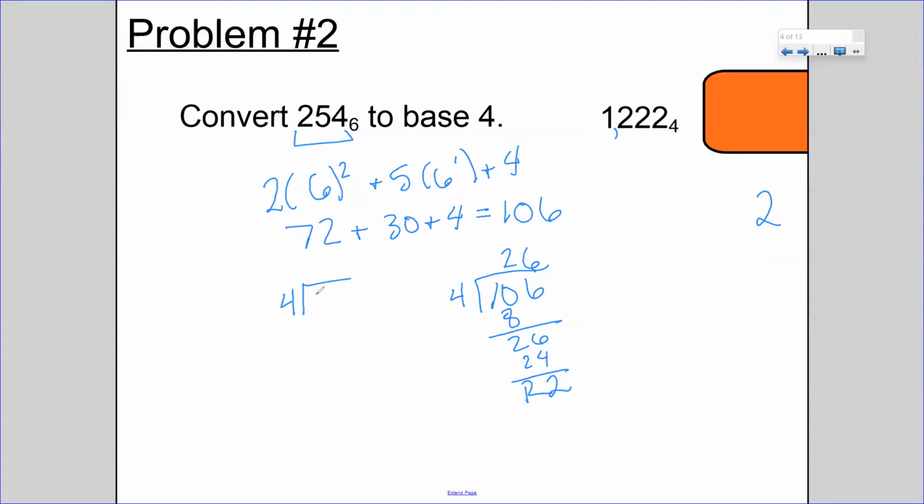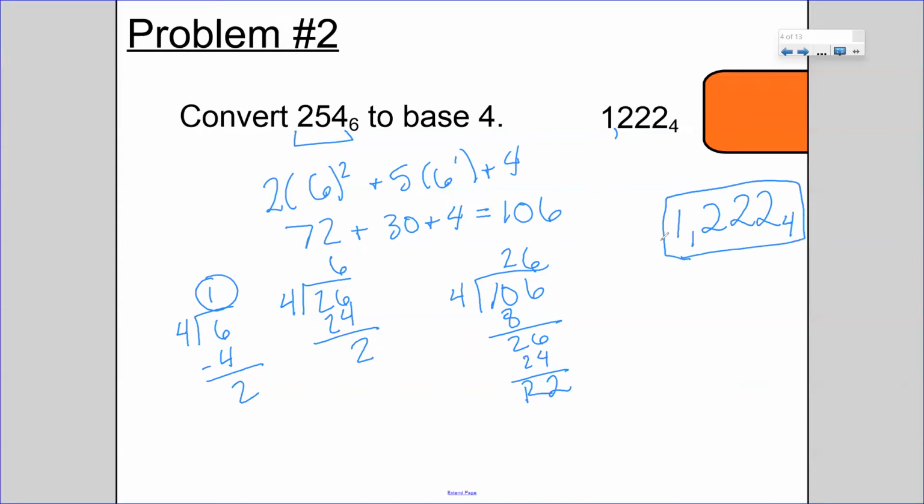Next, I'll take 26 and divide it by 4. That goes in 6 times, and that'll be 24. And that'll be a remainder of 2 again. Next, I take 6 divided by 4 and it goes in once with a remainder of 2. And so that'll be my third digit spot. And then I know 4 can't go into 1, so that's just my fourth digit spot. And we like to write our number with this little subscript to show that we're dealing with this in base 4. So this is 1222 base 4.